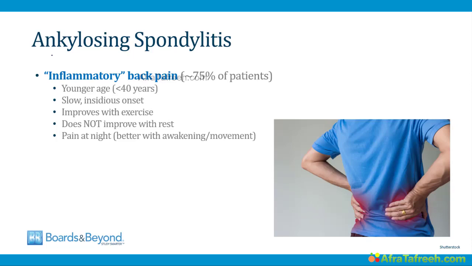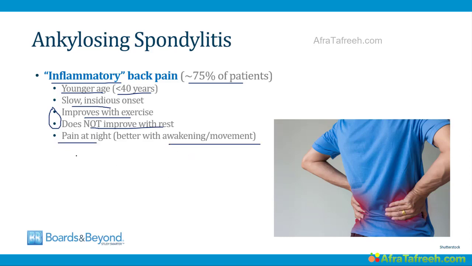One of the major clinical features of ankylosing spondylitis is what's known as inflammatory back pain. This occurs in about 75% of patients. Inflammatory back pain develops at a younger age, in patients less than 40. This is the typical age range for ankylosing spondylitis. It has a slow, insidious onset, often over weeks or months, and it improves with exercise but does not improve with rest. These are key elements of inflammatory back pain. Also, there's often back pain at night that gets better with awakening or movement, but is worse when the patient is trying to rest or sleep at night.